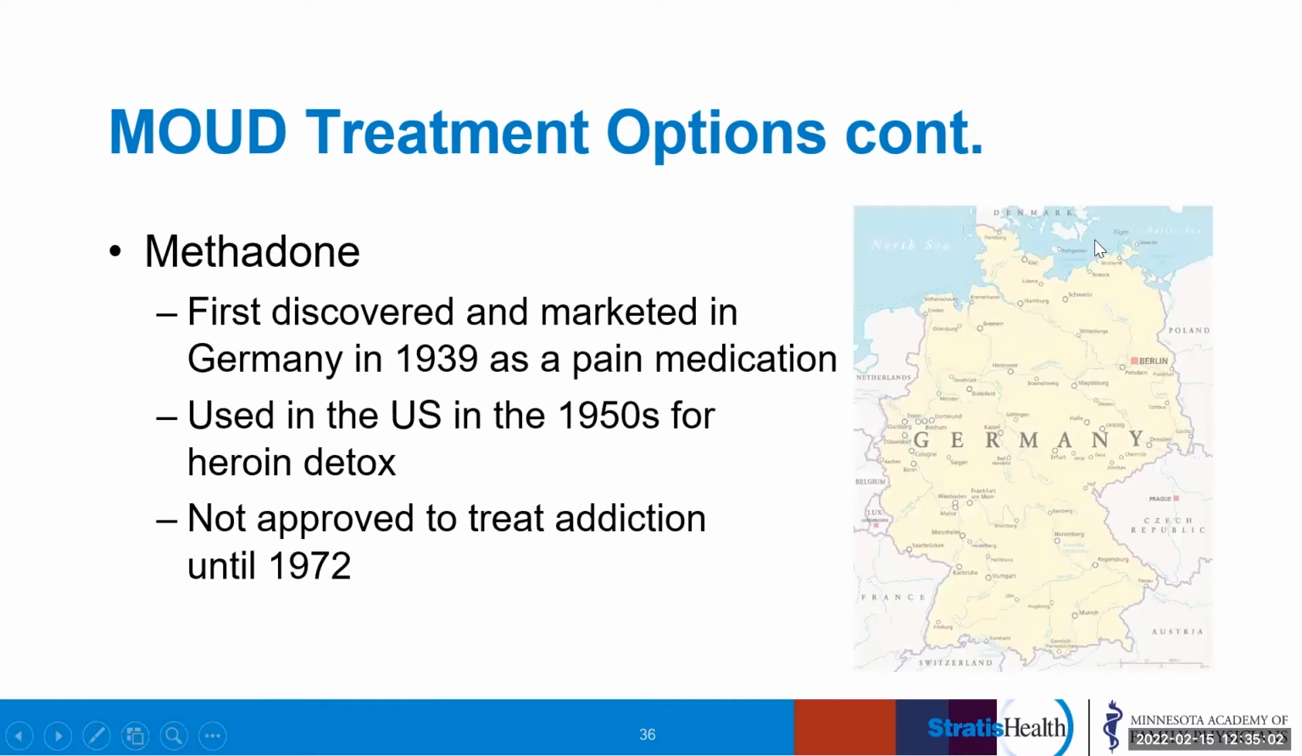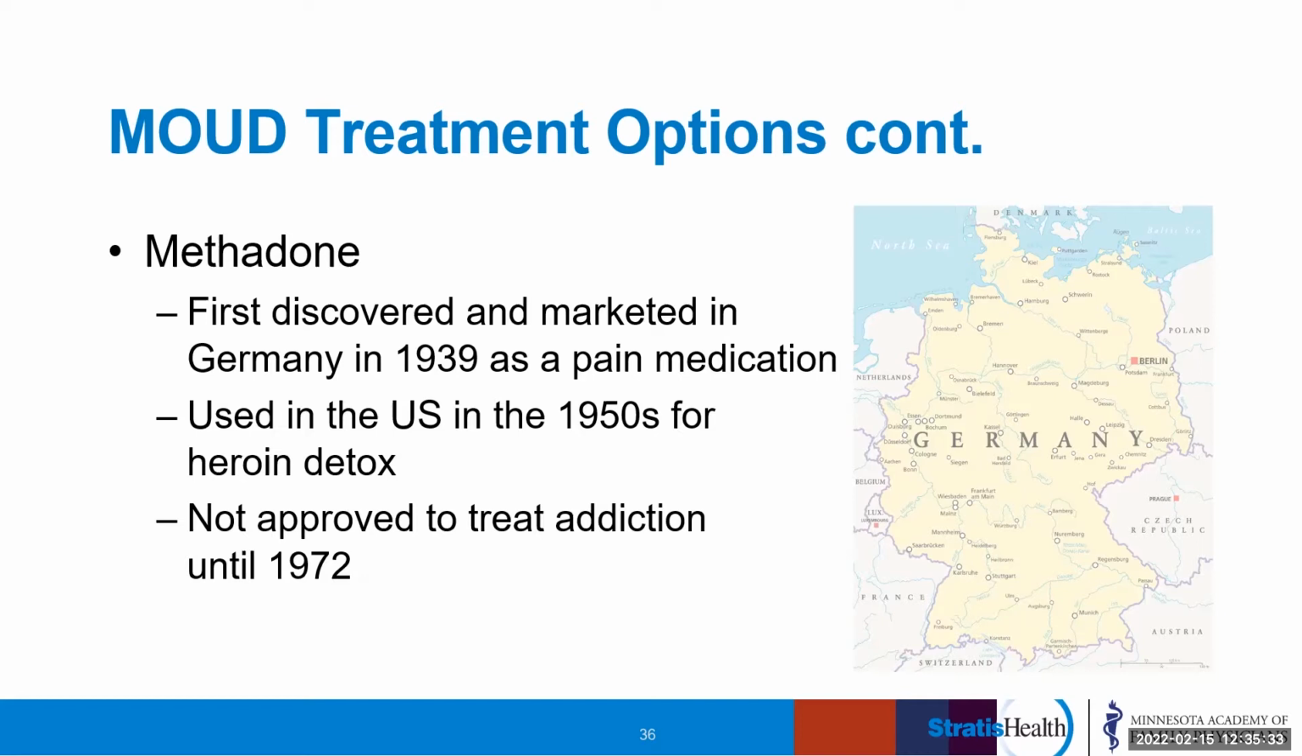So let's talk about the different treatment options and just a little bit more information on these things so that you're well-rounded, like you went to a liberal arts college. Here we want everybody well-rounded. Methadone was actually discovered first in Germany in 1939, and it was a pain medication at the time. I don't think they really understood all the nuances of methadone then, but we'll talk about some of the things that make methadone a little bit more challenging and problematic.